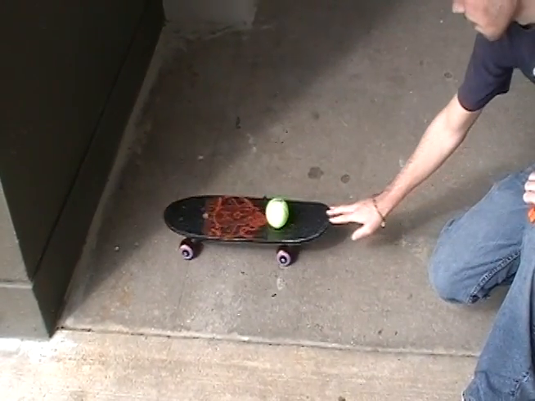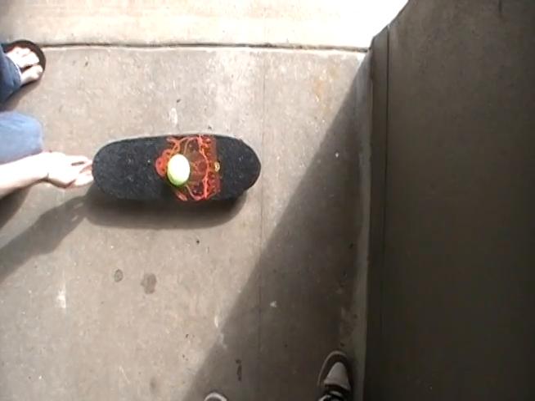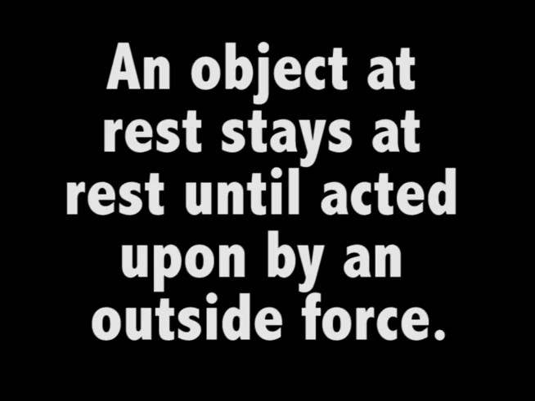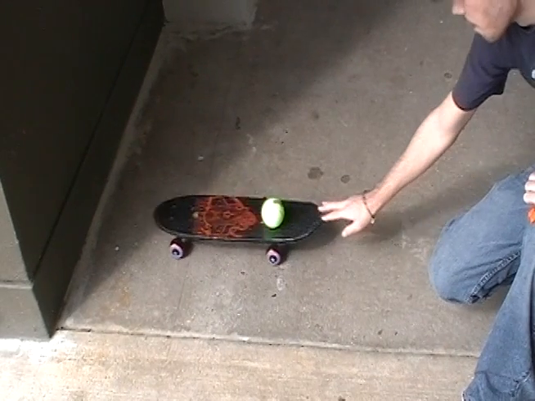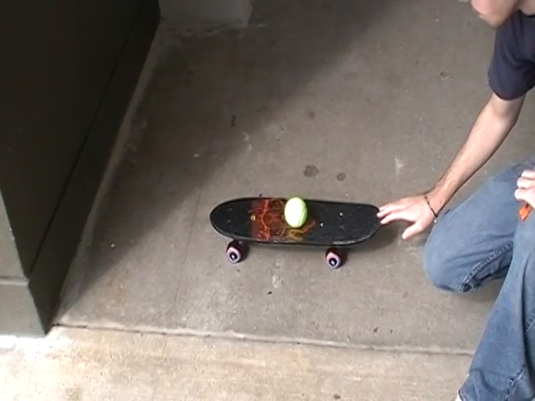When we first begin to roll the skateboard, we may observe that the tennis ball will attempt to remain in place by rolling backwards along the skateboard. This demonstrates the definition of inertia that states an object at rest will remain at rest until acted upon by an outside force. In this case, the friction between the skateboard deck and the tennis ball forces the ball to continue forward with the board.